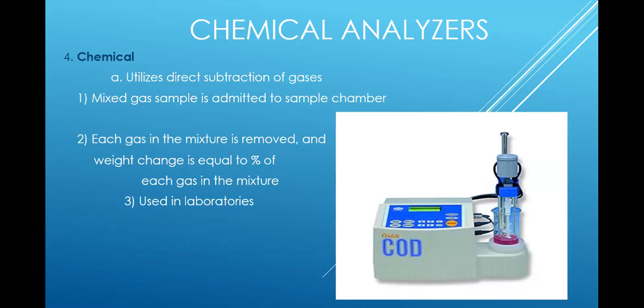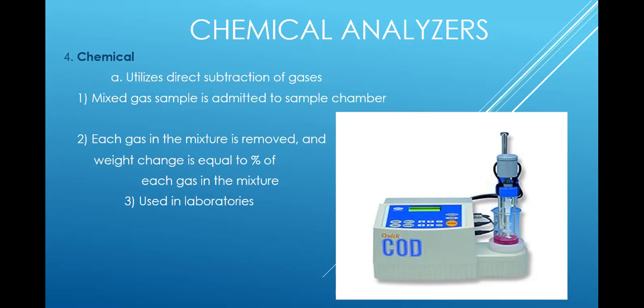And the last one is the straight up chemical analyzer. The chemical analyzer utilizes direct subtraction of gases. A mixed gas sample is admitted into the sample chamber. Each gas in the mixture is removed and separated, and the weight change is equal to the percentage of gas in the mixture. And this is the one that is used in laboratories.